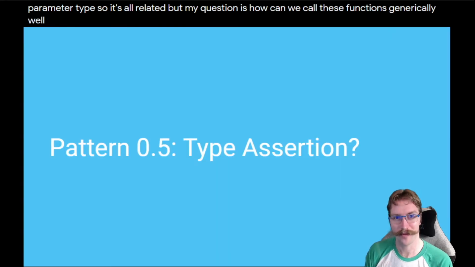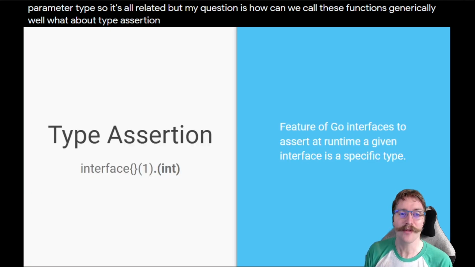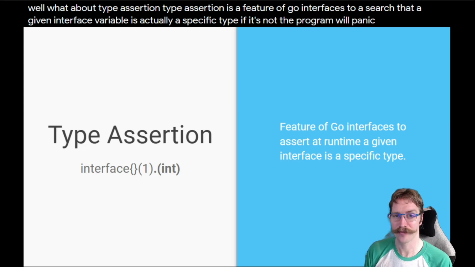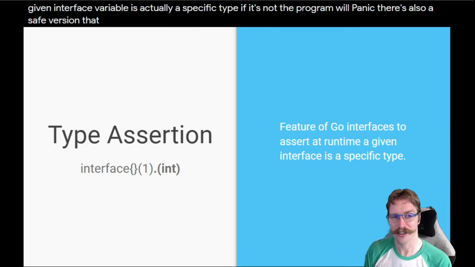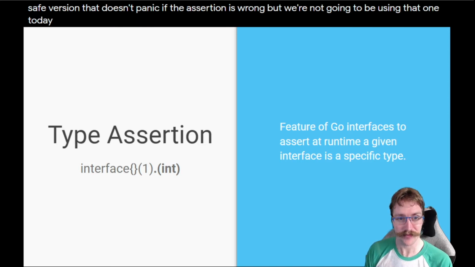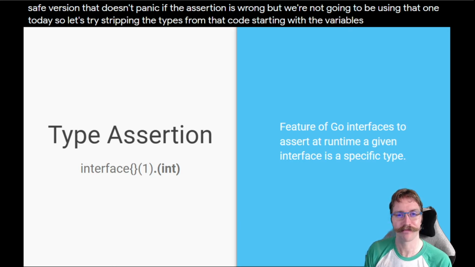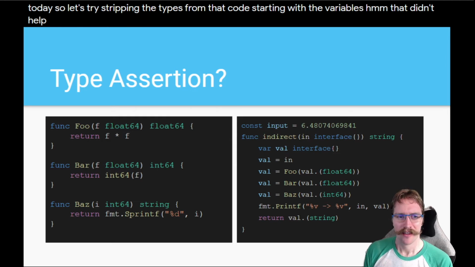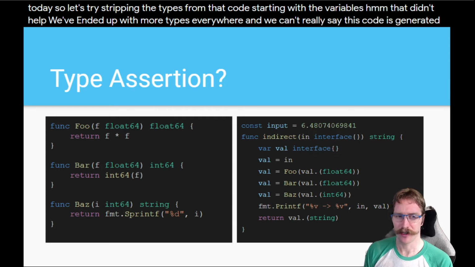Well, what about type assertion? Type assertion is a feature of Go interfaces to assert that a given interface variable is actually a specific type. If it's not, the program will panic. There's also a safe version that doesn't panic if the assertion is wrong, but we're not going to be using that one today. So let's try stripping the types from that code, starting with the variables. That didn't help. We've ended up with more types everywhere, and we can't really say this code is generic.